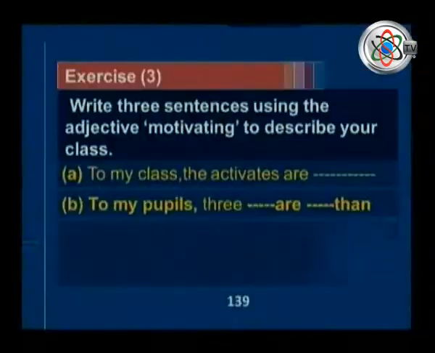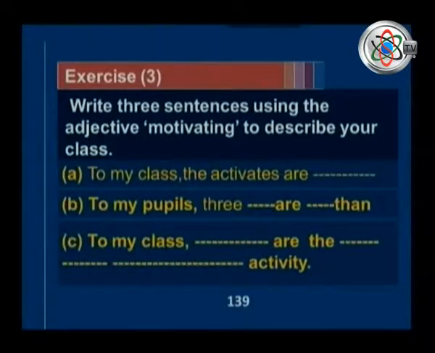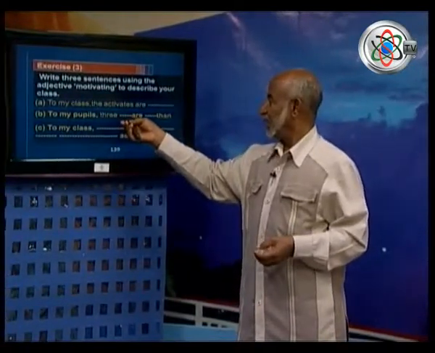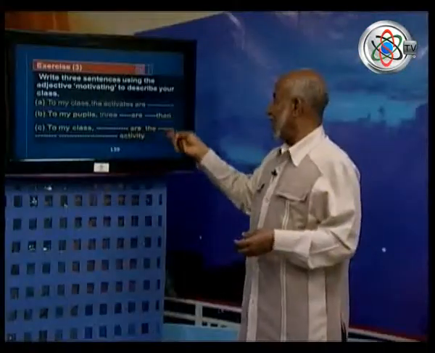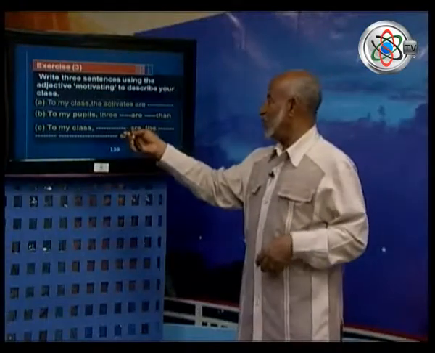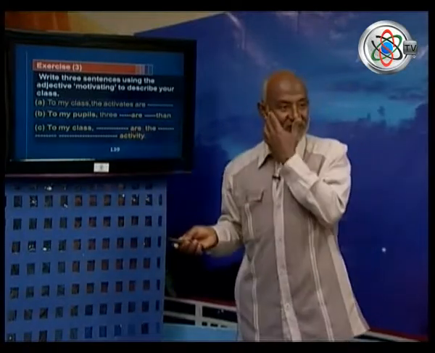The pupils' class is the most motivating of all. You see, to my class, the activities, this is the word activities here. To my class, the activities are motivating. To my pupils, they are more motivating than, this should be here, than theirs, for example. To my class, I also say more are the activity.